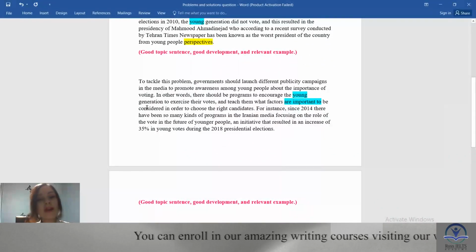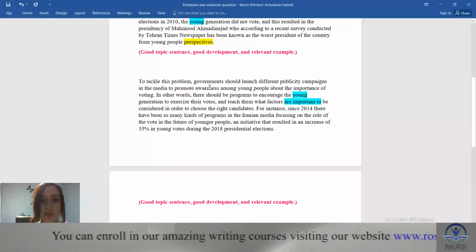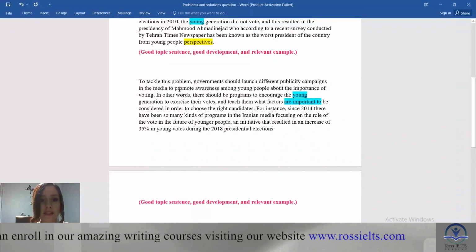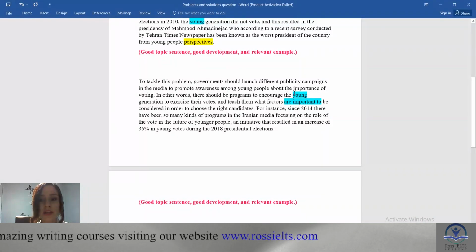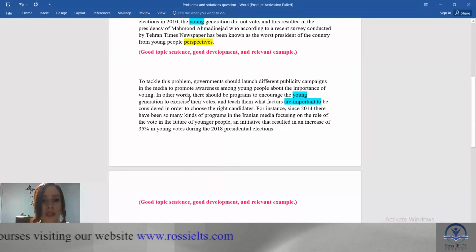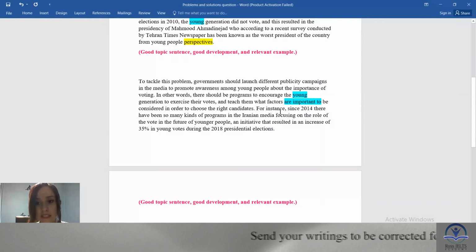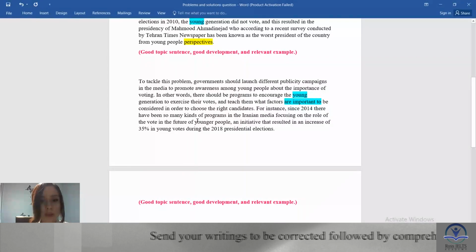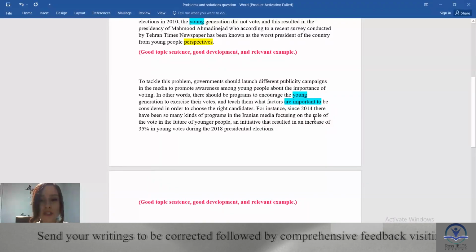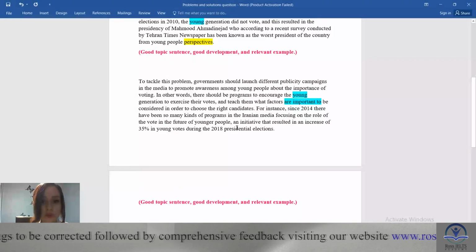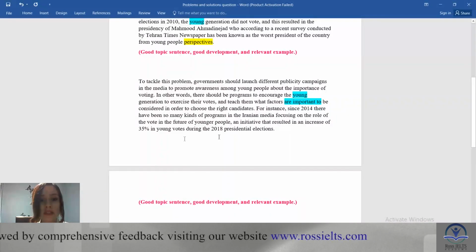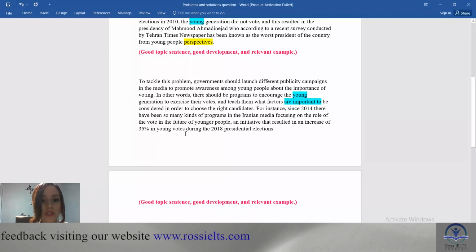Now in the next body paragraph: to tackle this problem, governments should launch different publicity campaigns in the media to promote awareness among young people about the importance of voting. In other words, there should be programs to encourage the young generation to exercise their votes and teach them what factors are important to be considered in order to choose the right candidates. For instance, since 2014, there have been so many kinds of programs in the Iranian media focusing on the role of the vote in the future of younger people, an initiative that resulted in an increase of 35% in young votes during the 2018 presidential elections.